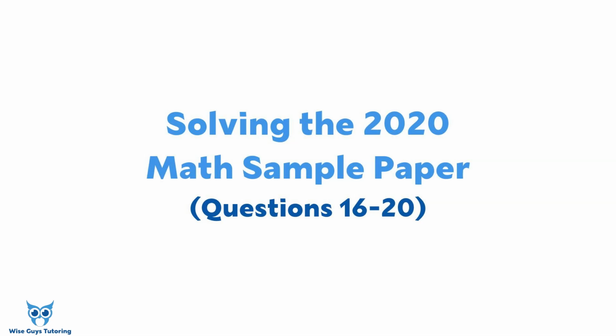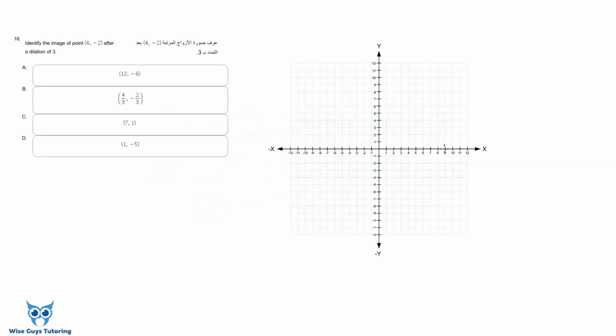Today we'll be doing questions 16 to 20 of the Math EmSAT 2020 specimen paper, and as usual I'll try to also give you a background on each topic as we solve the question. So let's get started. Number 16 says, identify the image of point (4, -2) after a dilation of 3.